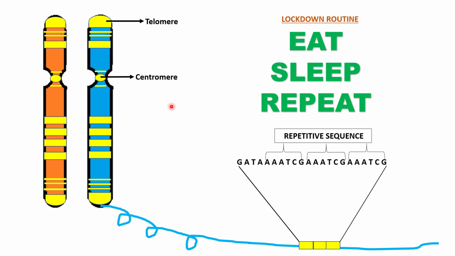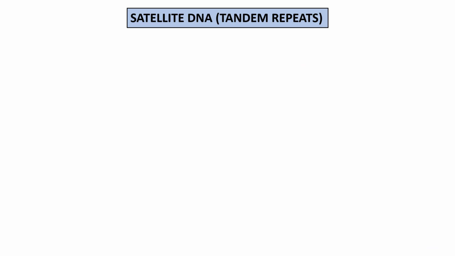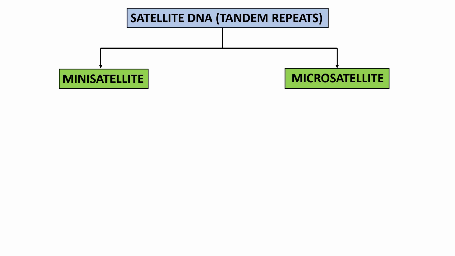So tandem repeats are nothing but short lengths of repetitive sequences which are repeated multiple times within a gene. So you can see these repetitive sequences are in the form of tandem repeats. They are repeated in a gene multiple times. It is just like our lockdown routine nowadays, that is eat, sleep and repeat. So the satellite DNA which contains the tandem repeats is further classified into minisatellite and microsatellite.